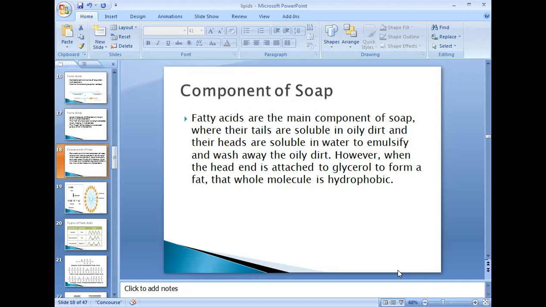This structure is basically important for soap formation. It is the main component of soap, where the tails are soluble in oils and the heads are soluble in water, making its action one of emulsification and washing away dirty oil. However, when the head is attached to glycerol, the whole molecule becomes hydrophobic, as in the case of lipid structure.